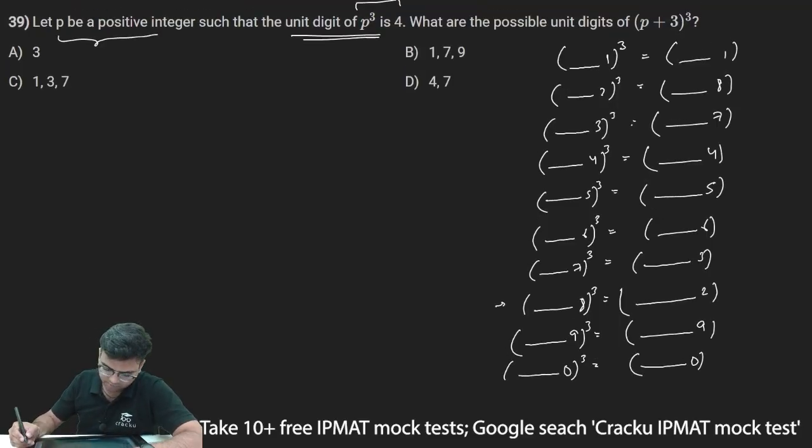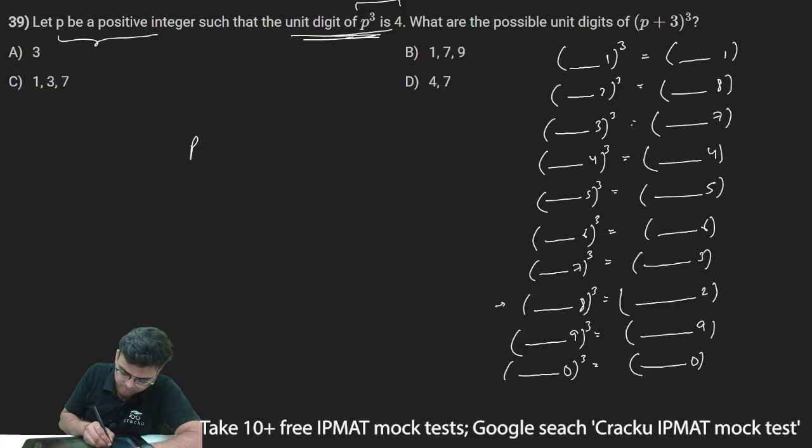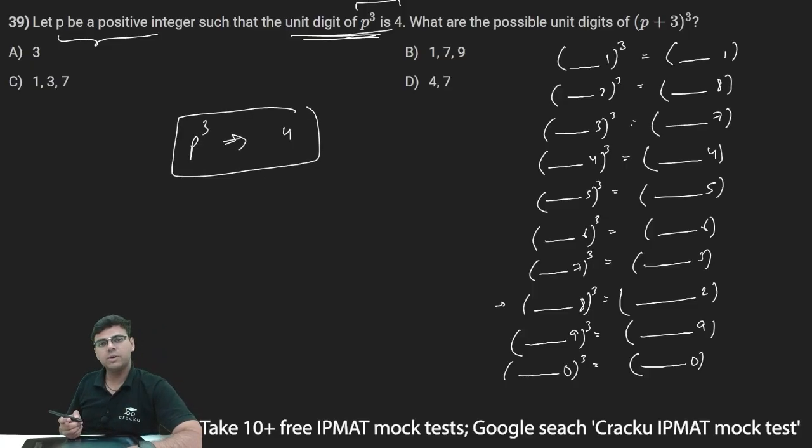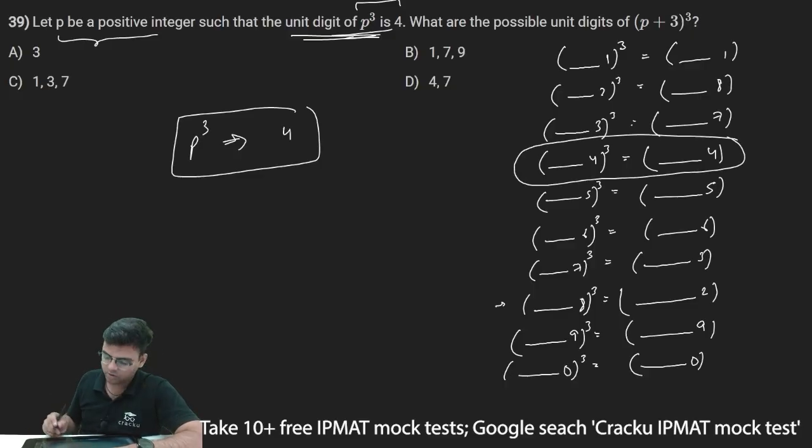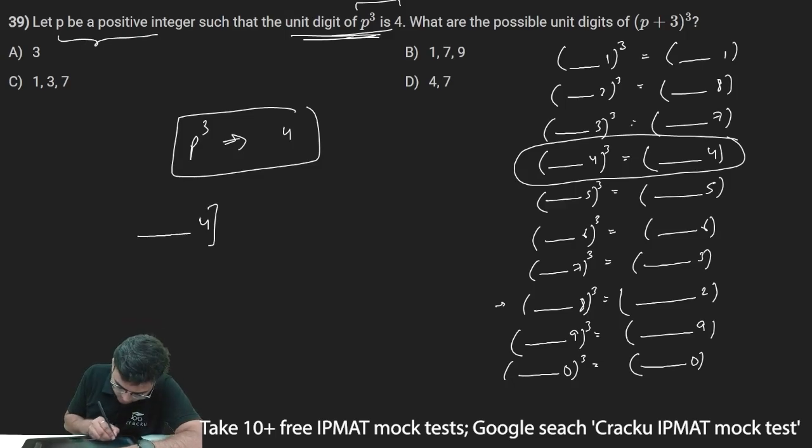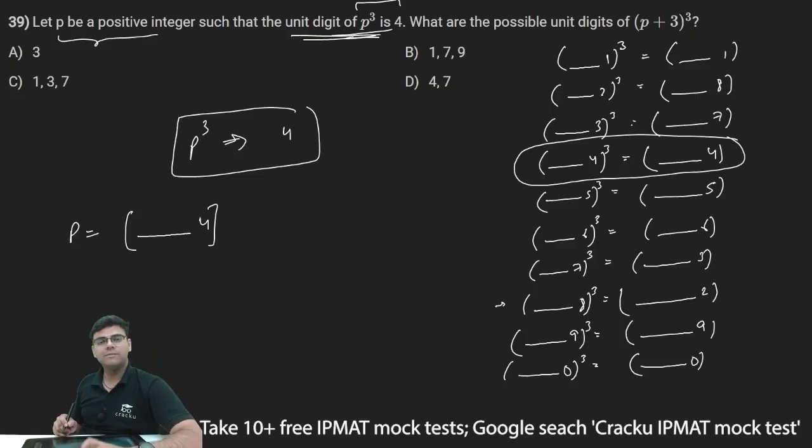Now what we are given is that the unit digit of p cube is 4. So in which case are we seeing unit digit as 4? Only in this case we are seeing unit digit as 4. Otherwise we have 1, 8, 7, 5, 6, 3, 2, 9, 0. But only in this particular case, when a number ending with unit digit 4 is cubed, it gives me 4 as the unit digit. So I can say this will be my p value. P will be any number whose unit digit is 4.